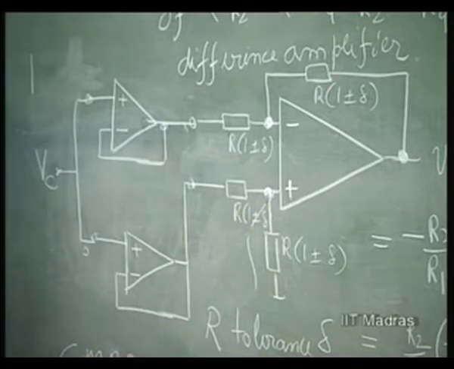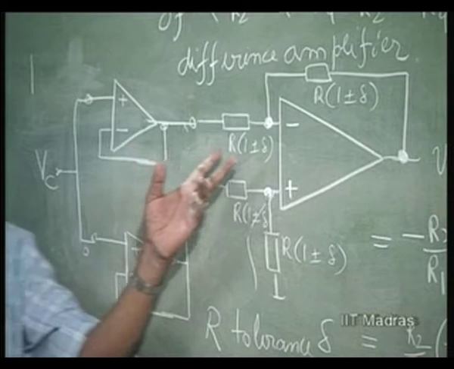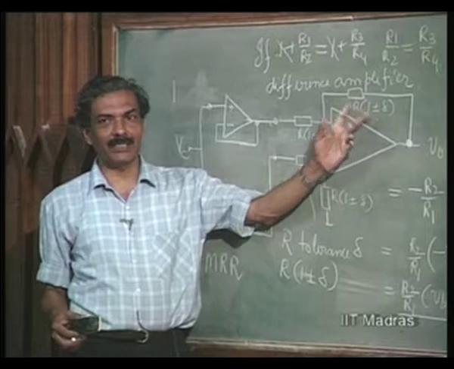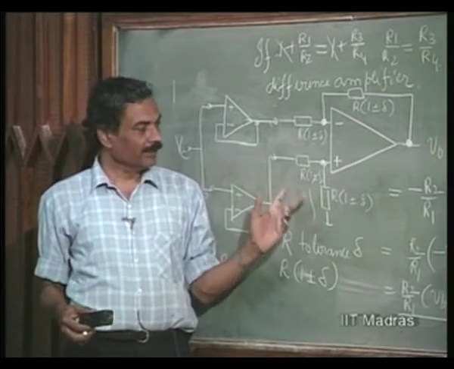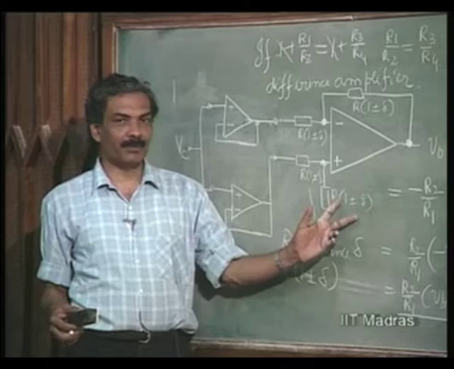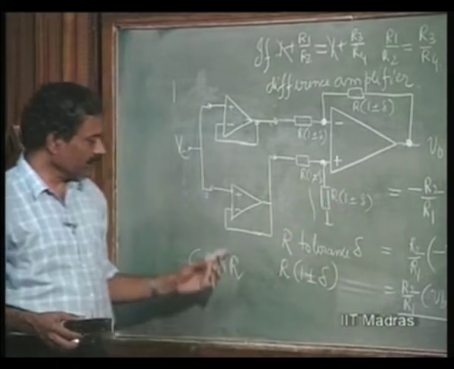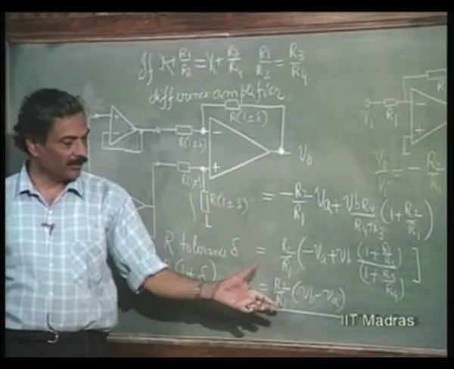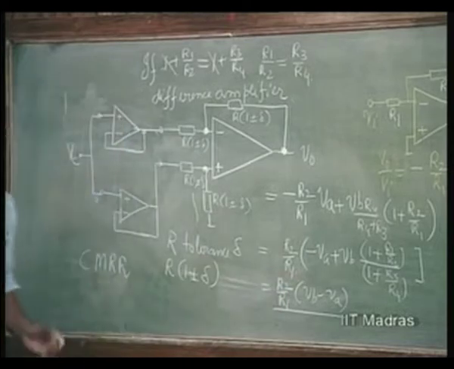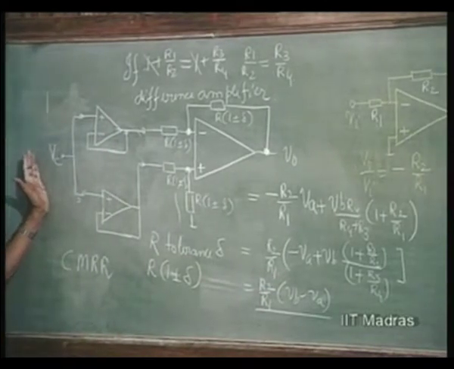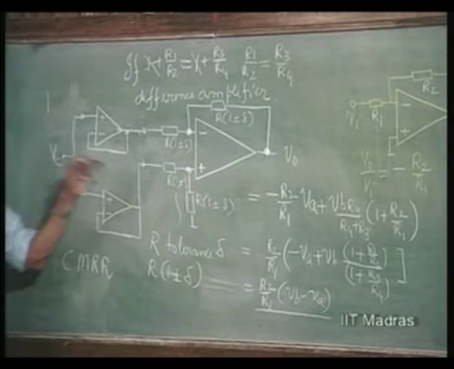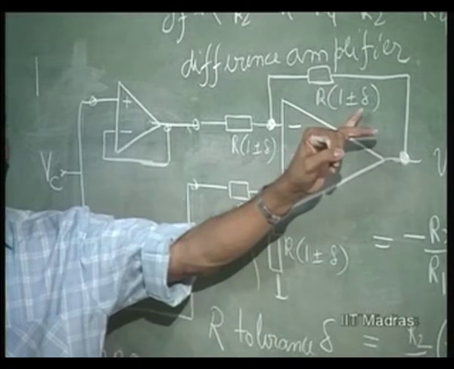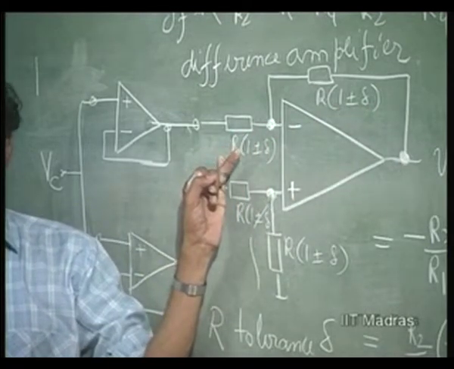The trouble arises not if the error is in the same direction in all. If this is R into 1 plus delta, this also is R into 1 plus delta, the ratio is still 1. Here also this is R into 1 plus delta, this also is R into 1 plus delta, the ratio is still equal to 1, and therefore there is no problem. It is going to have no output as far as the common mode signal is concerned. But the problem arises when this is R into 1 plus delta, and this is R into 1 minus delta, or when this is R into 1 plus delta, and this is R into 1 minus delta.